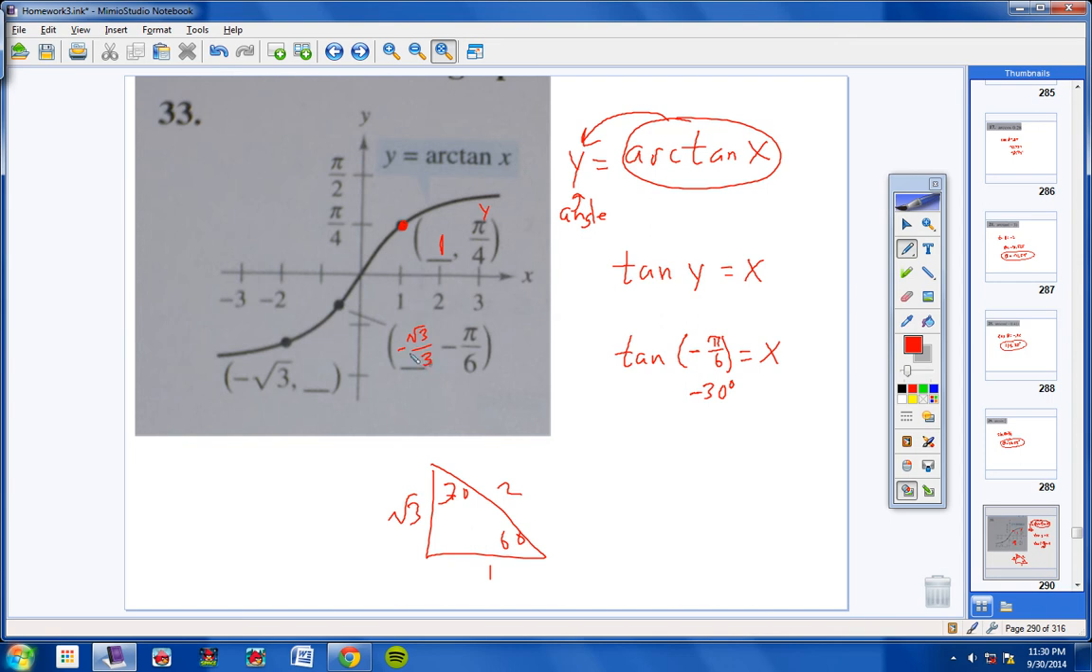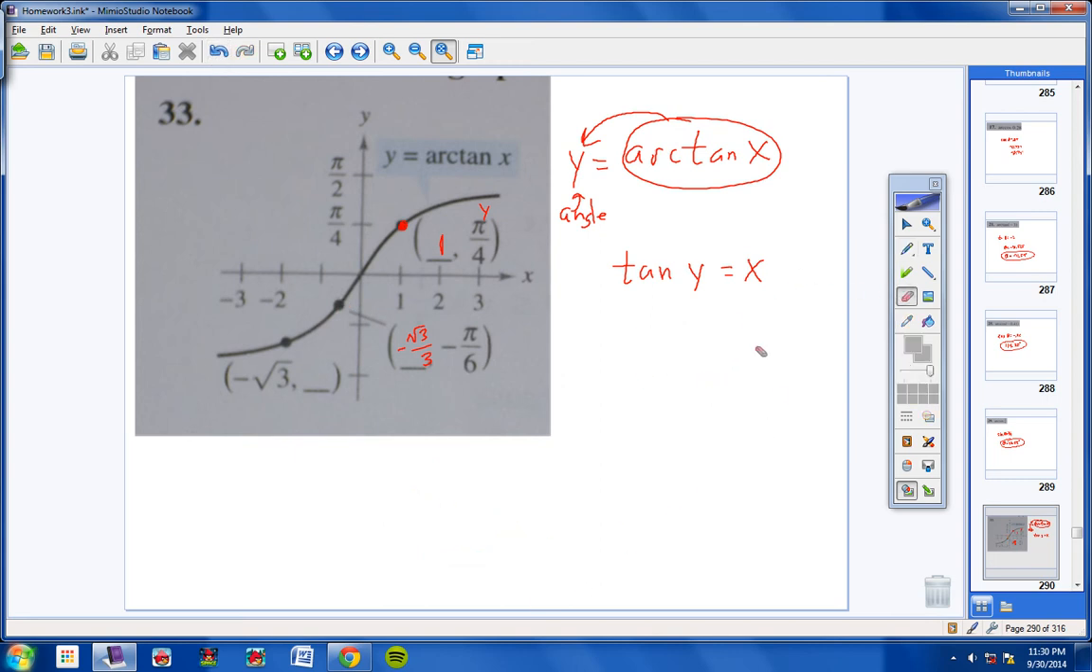The quick, easy answer is, look, students, look where the point is. The point is over negative square root of 3 over 3 and down negative pi over 6. Okay? So it was obvious by where the point was that it's going to be negative square root of 3 over 3.